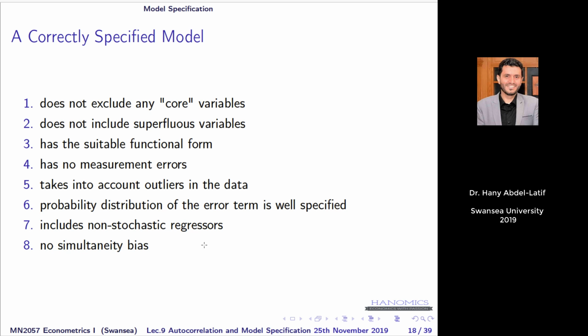You need to have no simultaneity bias, meaning, especially in a one-equation model where y depends on x's, you assume the causality goes from x to y. It shouldn't go the other way, from y to x. If that's the case, then your estimation is biased again. So we'll cover a few of these points, not everything, but let's start and see how much we can cover.